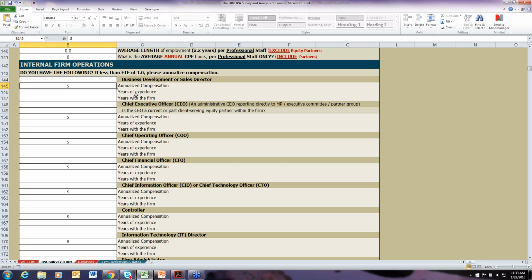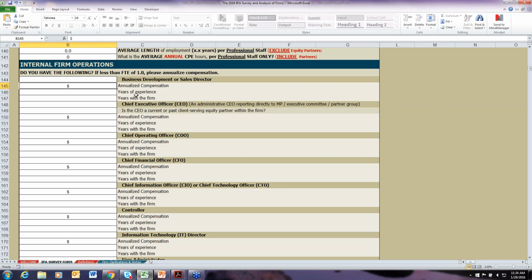Below each one of the drop-downs, we're looking for annualized compensation for that individual. Know that salary information will be kept confidential and will not appear in any IPA publication. Include salary, bonuses, overtime, and commissions for that person. If that person is less than full-time, only works part of the year, or is working a part-time schedule, please annualize the total compensation as if they were a full-time equivalent so we can have comparable compensation numbers.